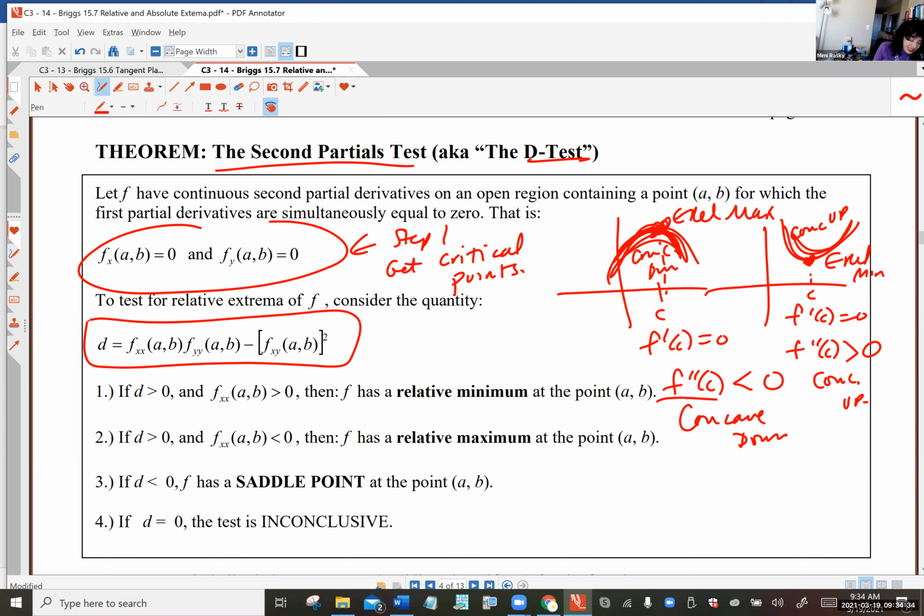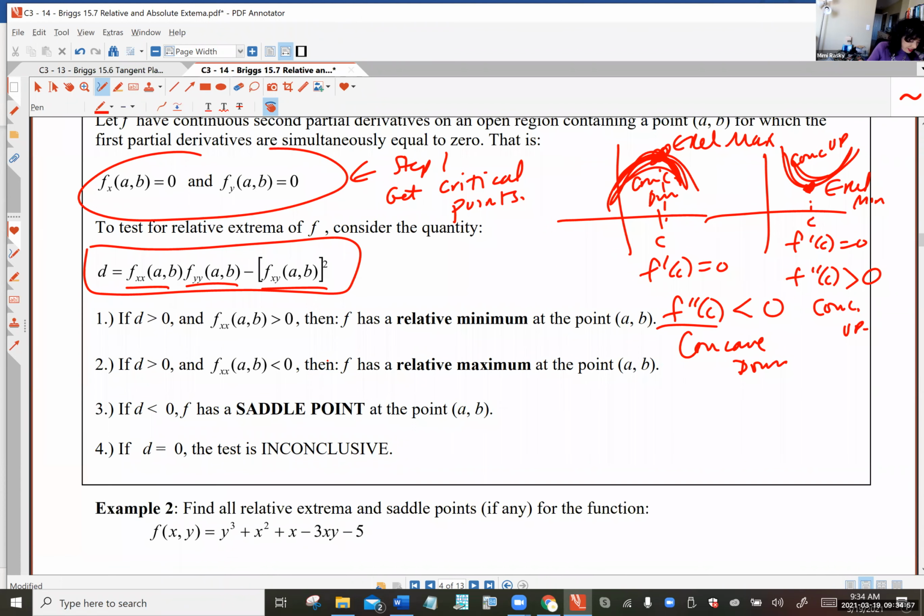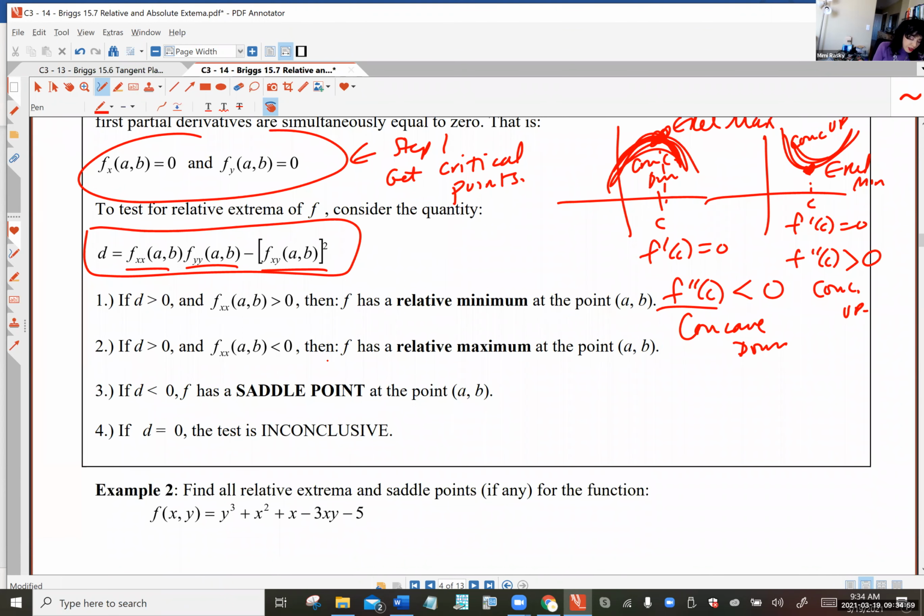Before you do anything else, you have to create this quantity known as the D quantity, and you have to go get some second partials. You're going to take fxx, multiply it by fyy, and subtract fxy squared, and you evaluate at your critical point. If you have more than one critical point, you have to evaluate this D quantity more than once. So here's what it says.